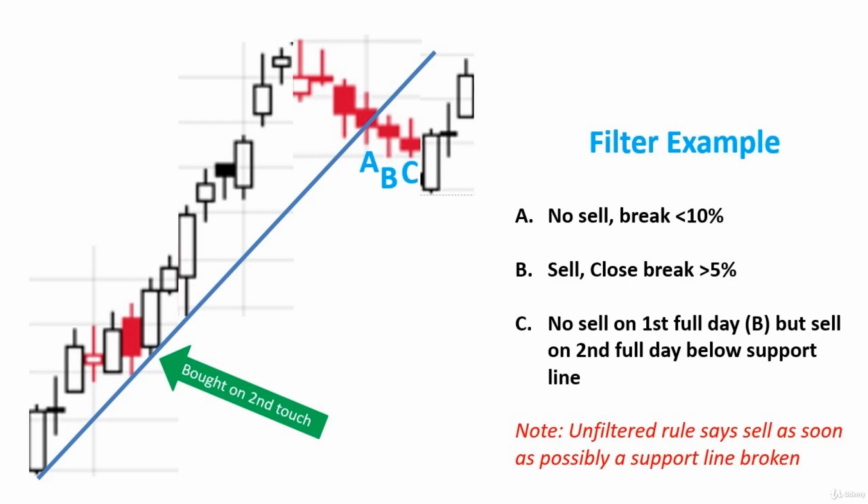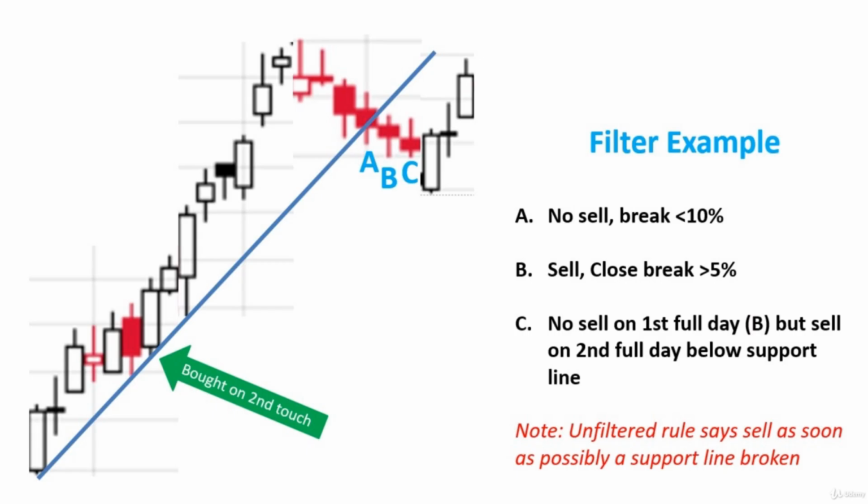But let's say we had a filter that said we have to not only break it, but it's got to break it by 10%. We would say at the letter A, estimate here in this example, okay, we're not going to sell here because it didn't break the line by more than 10%. We're not selling because it's less than 10%, really is the way to look at it. So it's no sell. The break is less than 10%. It's no sell on A.